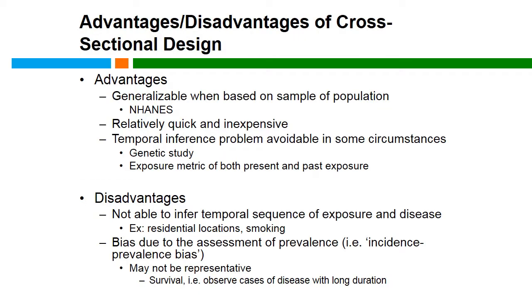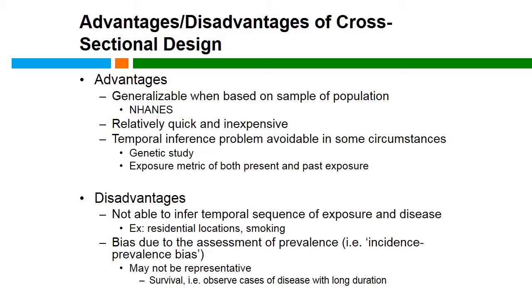So what are the advantages and disadvantages of a cross-sectional study? Well, first, cross-sectional studies are generalizable because you're drawing from the population rather than an identified set of cases and controls. So NHANES is a really good example of this because the CDC takes great care to be sure they sample in a way that results in a study population that is truly representative of the U.S. population as a whole. Another key advantage to cross-sectional studies is that they're typically quick and relatively cheaper than other designs. The major drawback, as we've already discussed, to the cross-sectional design is the inability to distinguish the temporality or the time sequence between exposure and disease.